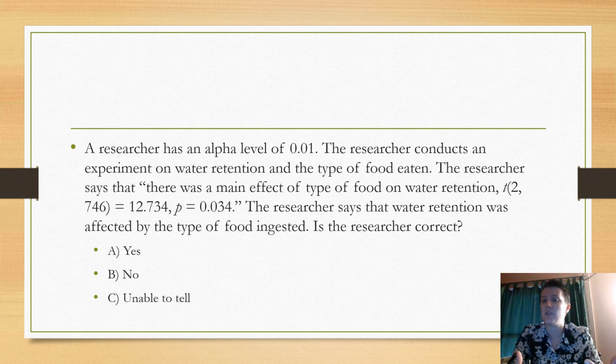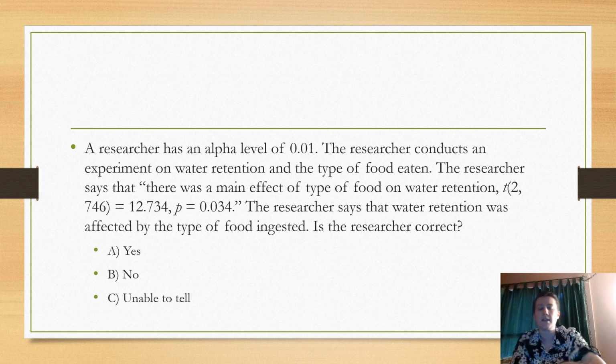So now we have to look into the rest of the question. Okay, so our p-value, they're saying that water retention was affected by the type of food ingested. There was a main effect. So for there to be a main effect, we have to have statistical significance. So that means our p-value has to be less than alpha. So our p-value here is 0.034. Okay, cool. And our alpha value is 0.01.